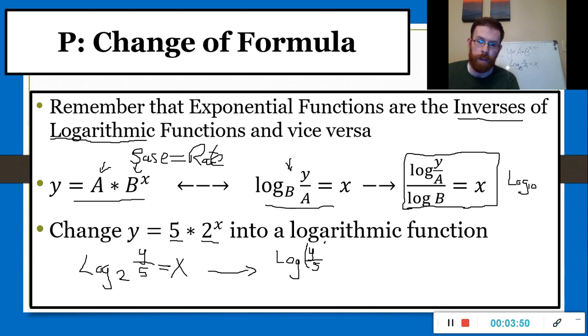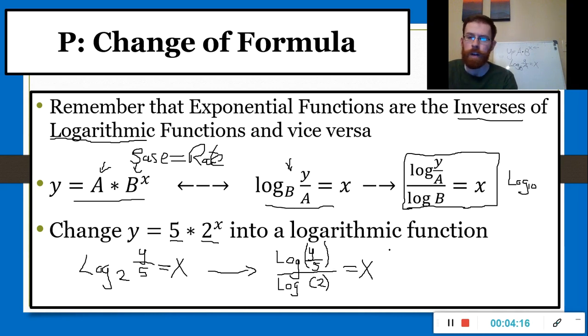Now, one thing you might want to remember to do is put parentheses around your things. Definitely put parentheses. Log of 2, and that will give you the value of x. And this is a logarithmic function. It is the inverse of the exponential function.